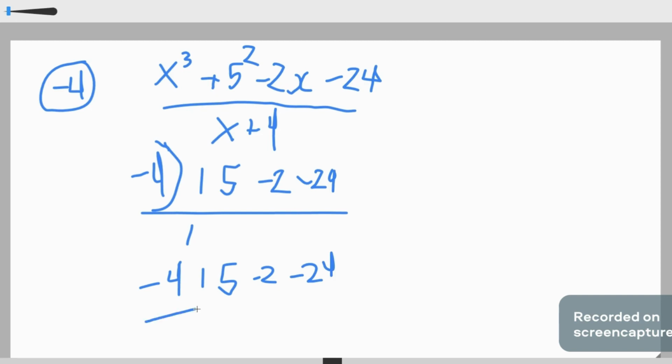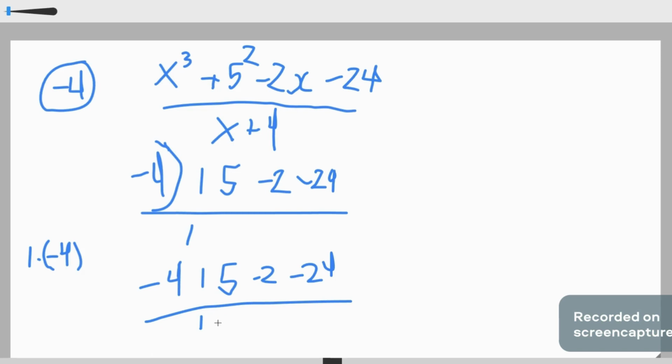And then we've already brought down our 1. So now we need to start up another equation right here, and we're going to have 1 times this -4. And I like using parentheses now so I don't get lost. So there we go, even though you don't really need to write this down.